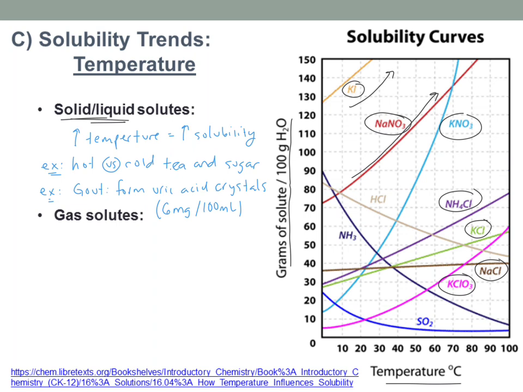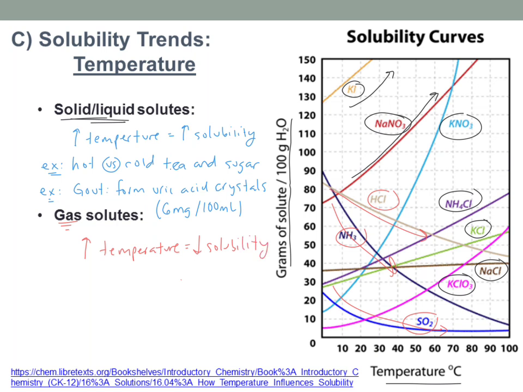Now we can look at the same thing on this chart with the gas solutes. All of these ones that have these downward trends, I'll do this in red here, like HCl, ammonia, and SO2, sulfur dioxide, those are all gas solutes. And you'll notice with those, as you increase the temperature, it's the opposite. As you increase the temperature, what we see is a decrease in solubility.